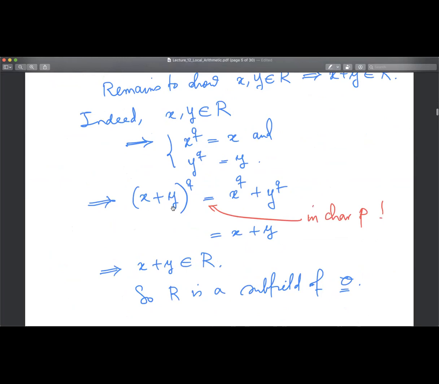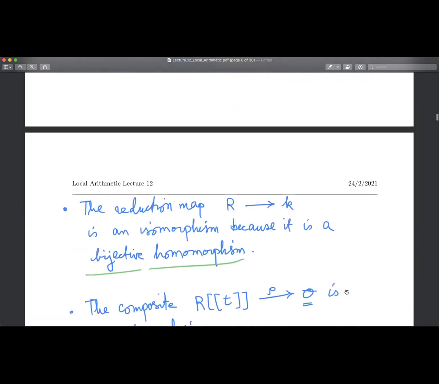Therefore, (x plus y) to the power q is going to be x to the q plus y to the q. And x to the q is equal to x, and y to the q is equal to y. So (x plus y) to the power q is x plus y. In other words, x plus y is also a root of the polynomial t to the q minus t. So x plus y is in R, and therefore it's a subfield of the ring O. Fine, we have proved that it's a subfield.